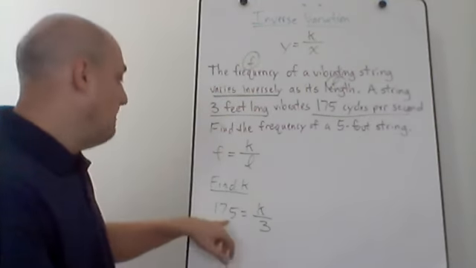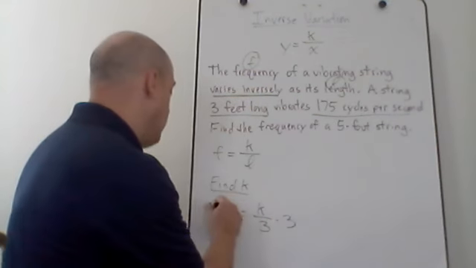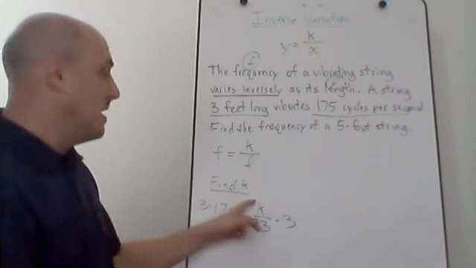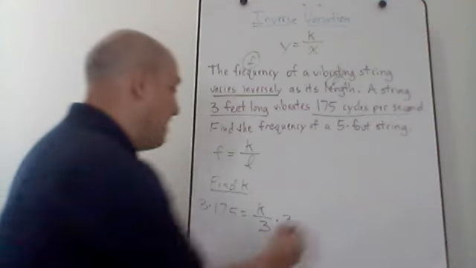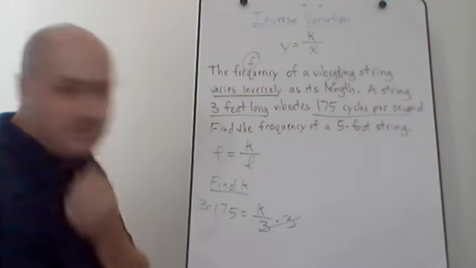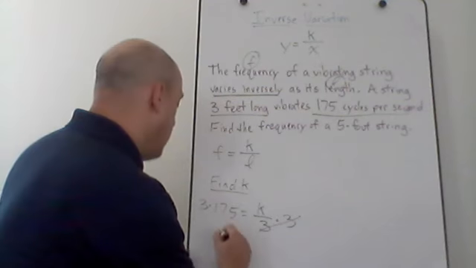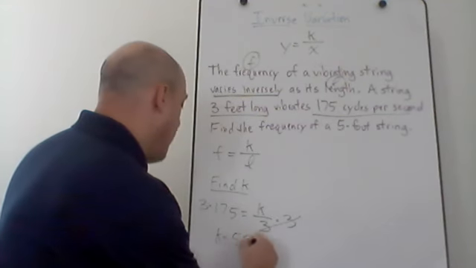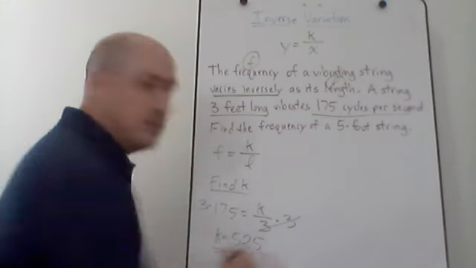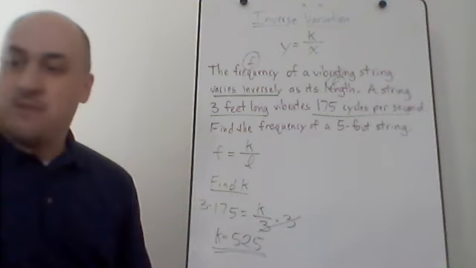So if 175 equals k divided by 3, to solve for k, I need to multiply both sides of this equation by 3. K divided by 3, the opposite of dividing by 3 is multiplying by 3, and 175 times 3 is 525, I believe. It is 525, yes. So k equals 525. So that is my constant for this particular problem. My k value is 525.